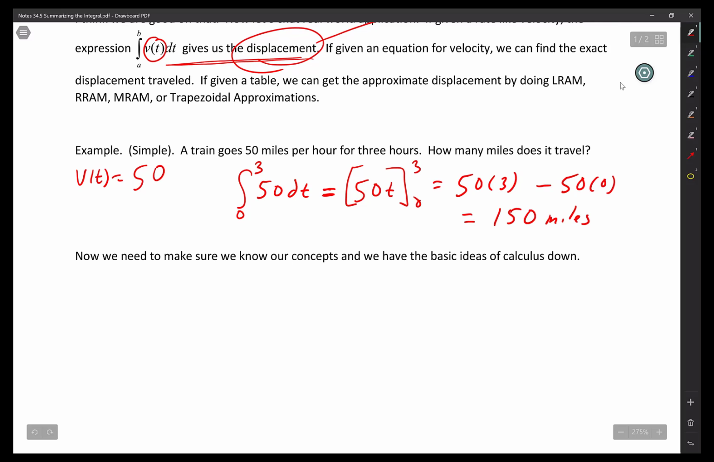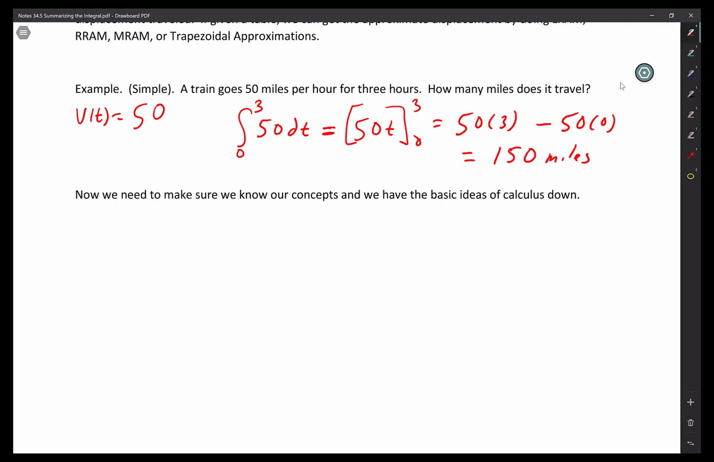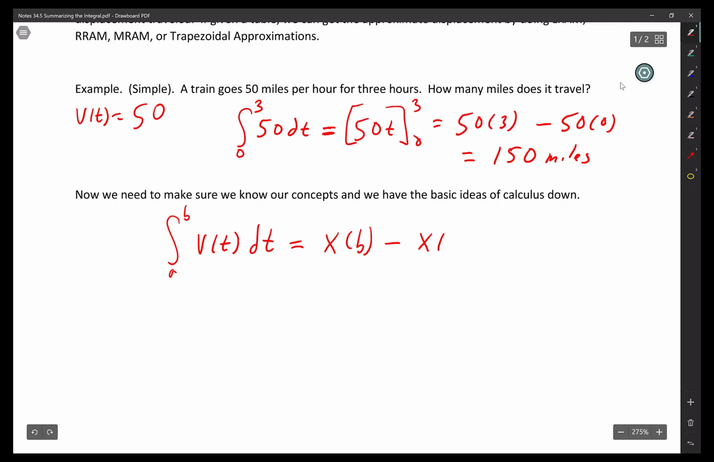Okay. So here's the big deal. The area under the curve from A to B of v of t dt, we just told you that's displacement. That's the same thing as saying my position at B, upper, minus my position at A, lower. Do you agree with that statement? What do you think? Do you agree with everything so far? Okay, perfect.